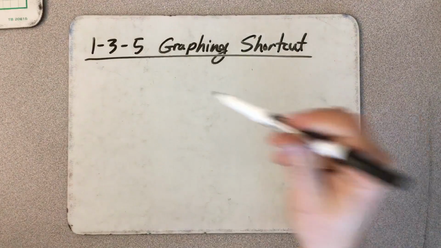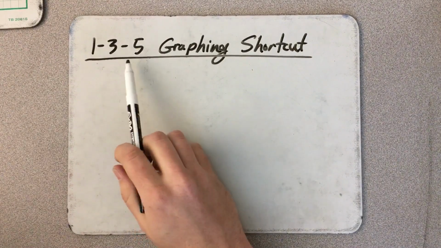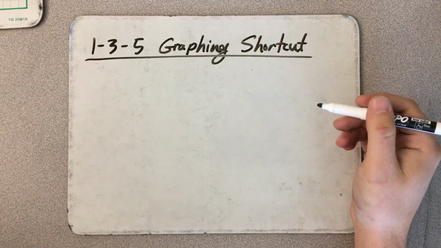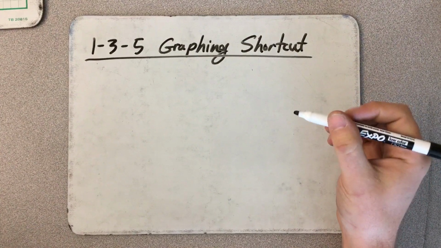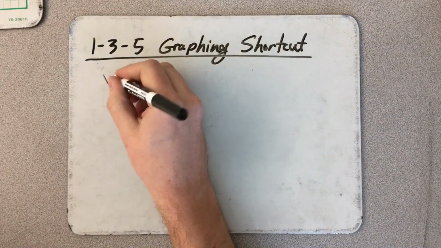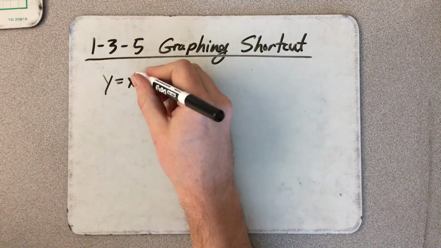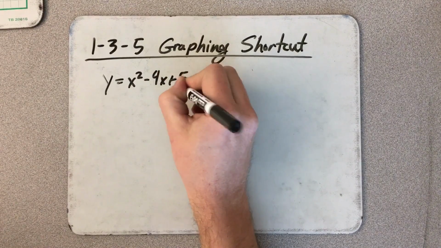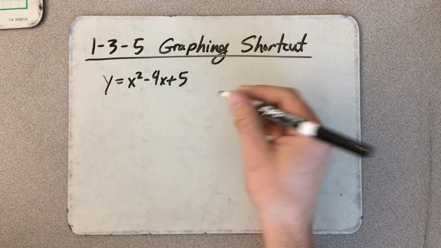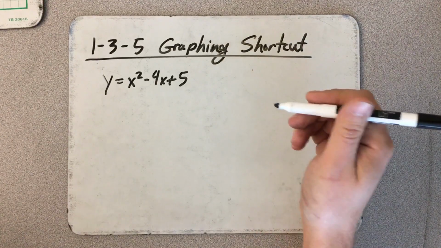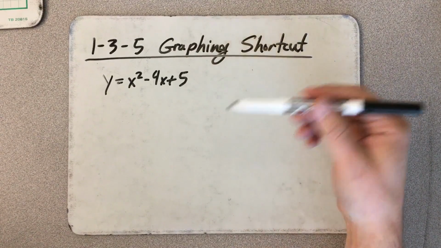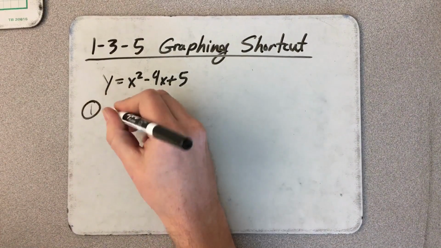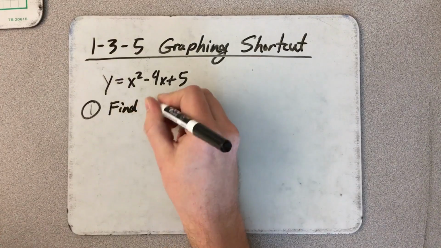Alright class, in this video I'm going to be showing you how you can use the 135 graphing shortcut to graph a parabola much more quickly than other methods we've seen so far. So let's say, for example, we were given the equation y equals x squared minus 4x plus 5, and we were asked to graph it. Now, the graphing process, there's a bunch of different points we can find, but if you want to use this 135 shortcut, the first step is to find the vertex.